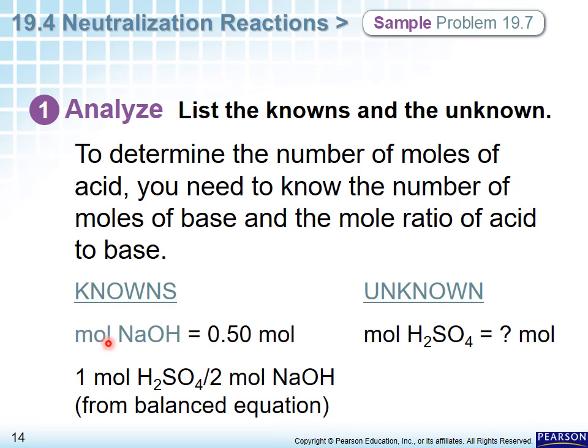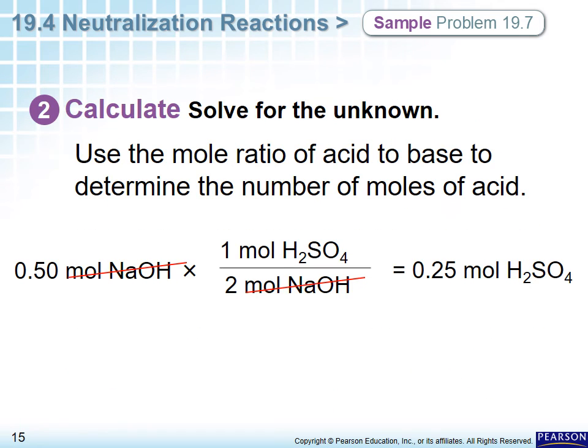So what is known? 0.5 moles of NaOH. And the mole ratio, you know this one, we discussed this: 1:2 means 1 mole of H2SO4 needs 2 moles of NaOH, and we need H2SO4. Now you can see, use the mole ratio of acid to base to determine the number of moles of acid. So this is the mole ratio, which means for 1 mole of H2SO4, we need 2 moles of NaOH to neutralize it.